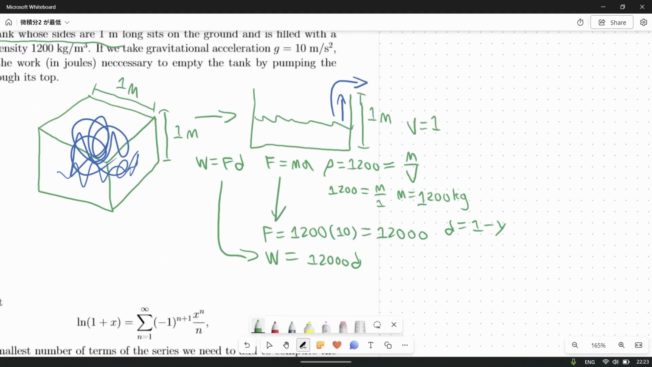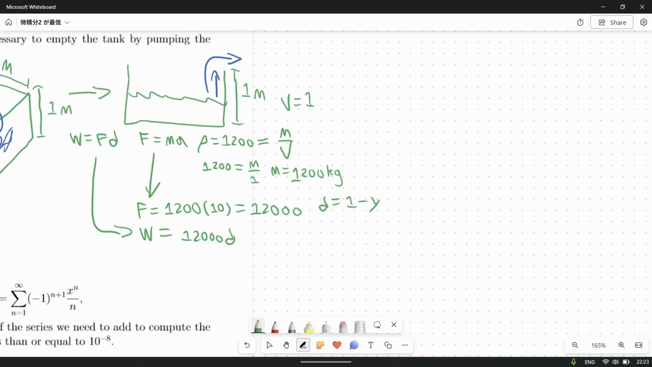That's why the next thing we have to do is attach a differential to our distance and put a dy here. From here, we can set up our work equation, and we end up with an integral. Work is equal to the integral from 0 to 1 of 12,000 times 1 minus y with respect to y. The reason we're integrating from 0 to 1 is that the maximum height is 1 meter and the minimum height is 0 meters. Then y can change anywhere in between, depending on how much liquid is in the tank at any given moment. That's why our work equation looks like this integral.